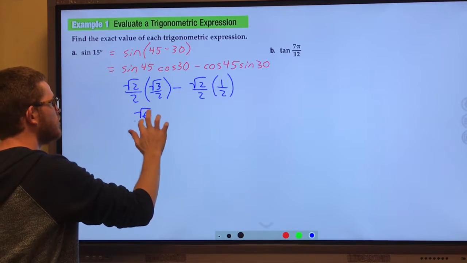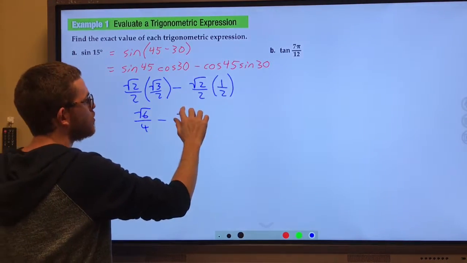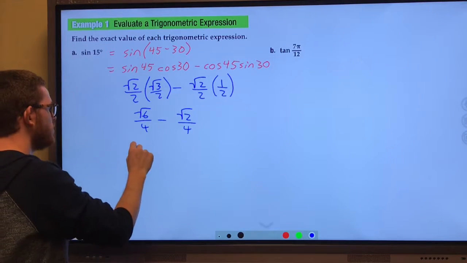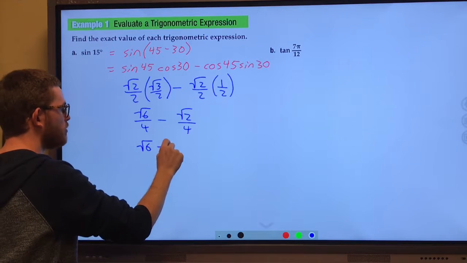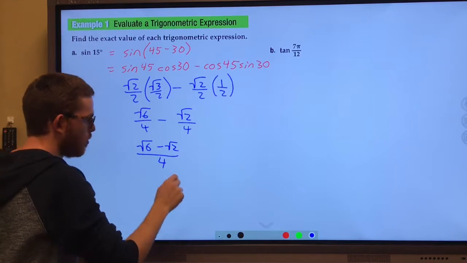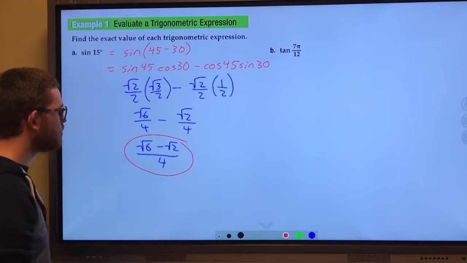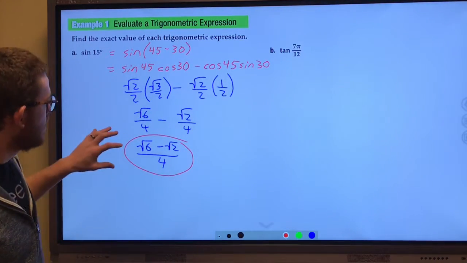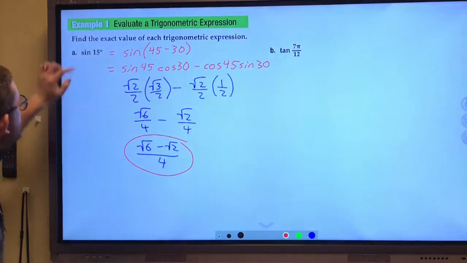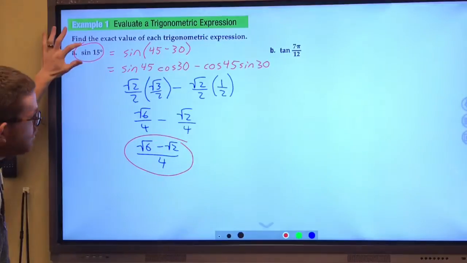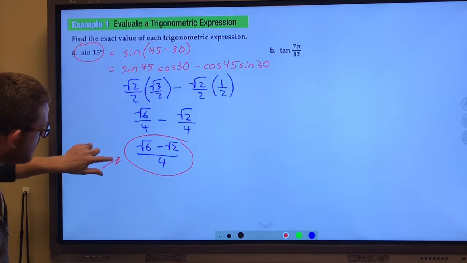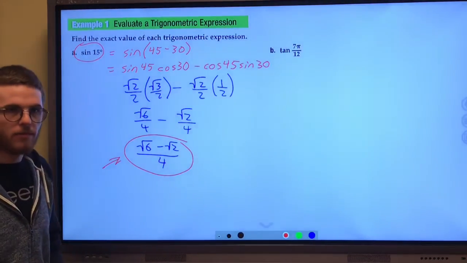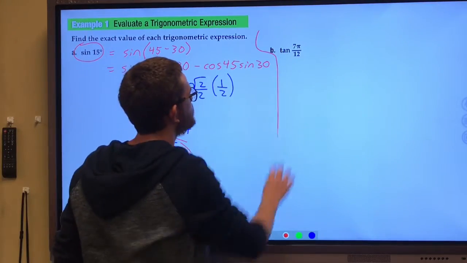This is root 6 over 4. This is root 2 over 4. We can simplify this a little bit more. This is root 6 minus root 2 over 4. We got it as just one single fraction. Nothing else we can do. We can't reduce those roots. We can't do anything like that. And you can always go back and double check. Type this sine of 15 degrees in your calculator and make sure it matches up to this, especially as we're getting going with this. Definitely check yourself. Make sure it makes sense.